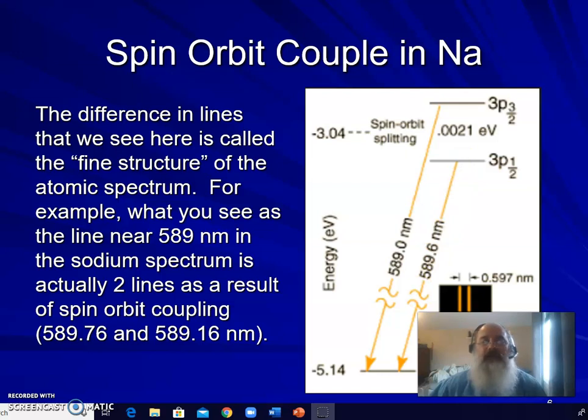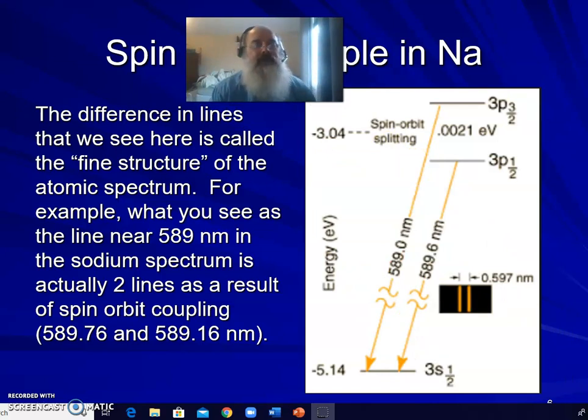And so let me move myself a little bit so that you can see the diagram a little bit better. The difference in lines that we see here is called the fine structure for the atomic spectrum. What you see as a line near 589 is actually two lines if we separate it out well enough. The difference in energy between one 3p orbital and another 3p orbital has to do with how the spin and angular momentum of those two orbitals line up with one another, whether they are in line or out of line with one another. So the p sublevels have different energies as the electron jumps to them, depending on whether the angular momentum is in line between the electron spin and the orbit angular momentum.